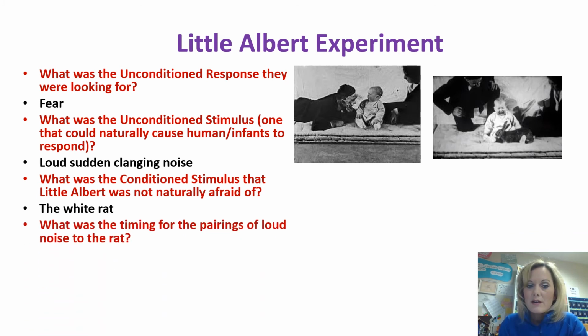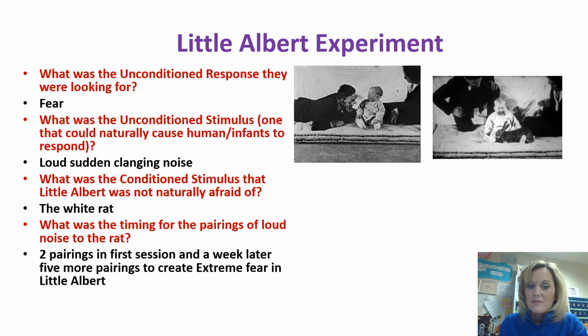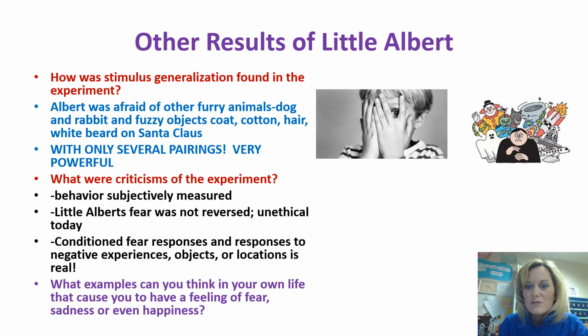And then what was the timing of the pairings? Okay, they had 2 pairings in the first session, and a week later they did 5 more pairings. It took 7 pairings, that's it, to create an extreme fear for little Albert for the rest of his life. It's a very sad story. And what's really interesting too is that he really generalized, okay?